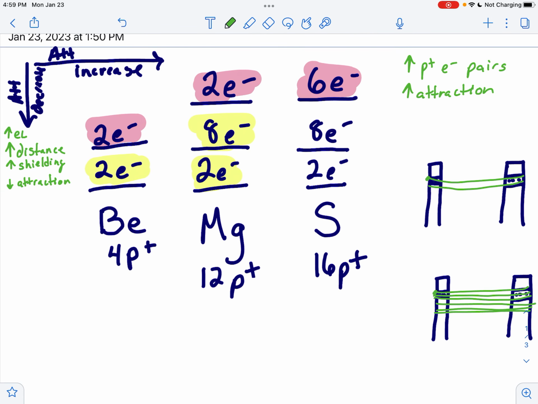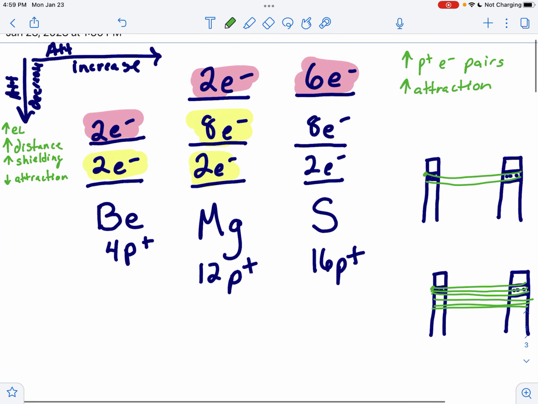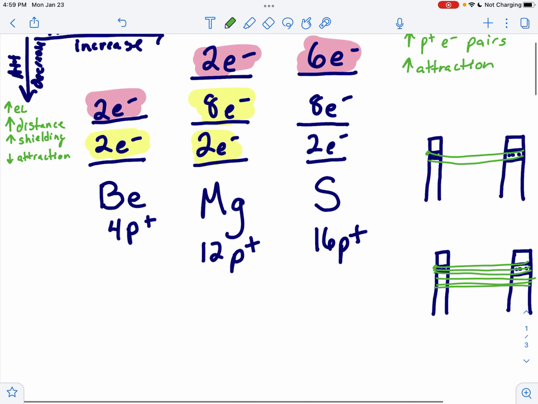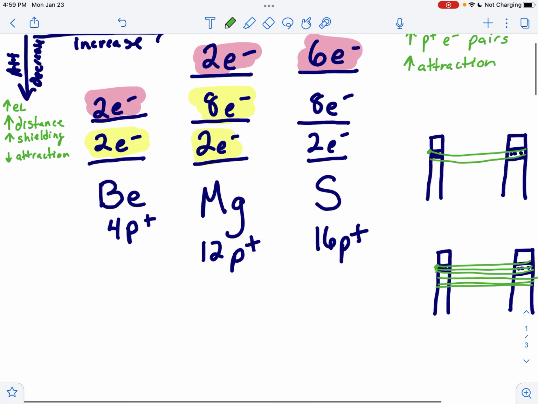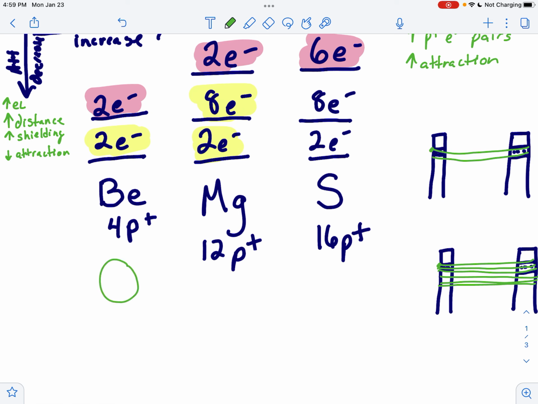So attraction increases as we go across a period, and it decreases as we go down a group. Now, something else that this impacts is radius. Our radius is essentially the distance between the nucleus and the valence electron. We figure it out in a different way, but I don't really care about that right this moment. So our radius is between the nucleus and the valence shell electrons, just like they always are.